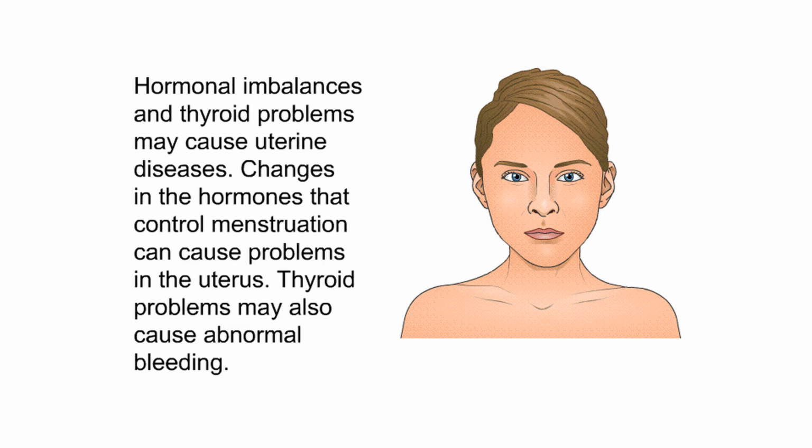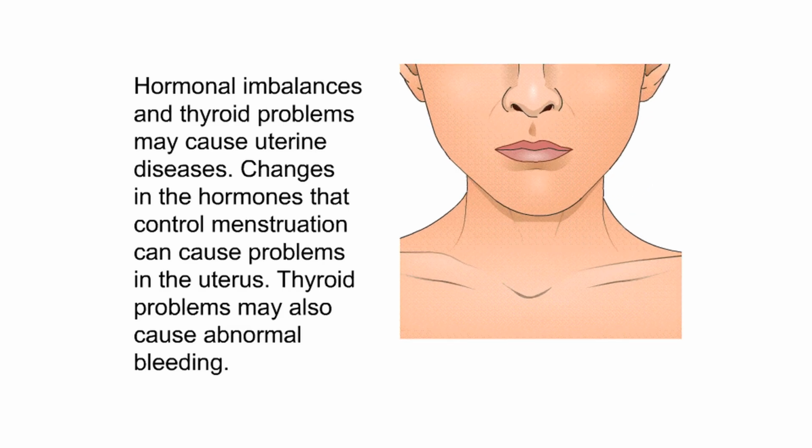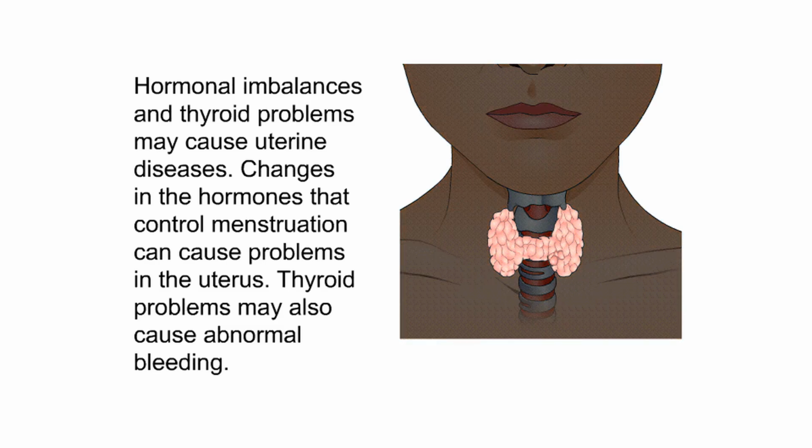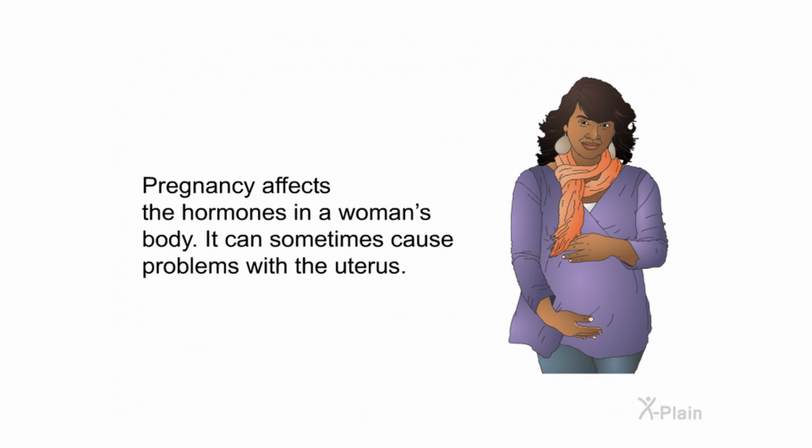Common causes. Hormonal imbalances and thyroid problems may cause uterine diseases. Changes in the hormones that control menstruation can cause problems in the uterus. Thyroid problems may also cause abnormal bleeding. Pregnancy affects the hormones in a woman's body. It can sometimes cause problems with the uterus.